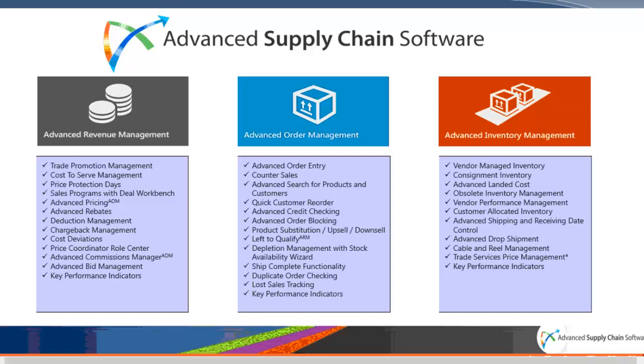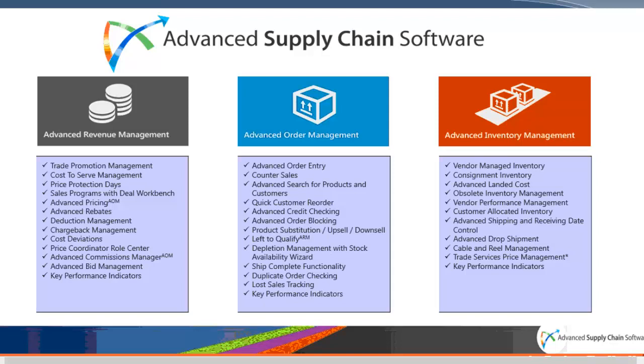Now, what we're going to talk about today is the advanced revenue management module of the advanced supply chain software, and that includes a lot of things. We've already had presentations that talked about pricing and how you can extend your pricing capabilities and get some more advanced controls around them. Today we'll talk about the commission management, which is the next step within our webinar series. But there's also a lot of other things that we've extended on top of Dynamics AX. There's the trade promotion management, the deductions management and chargeback management, and also pricing and bidding.